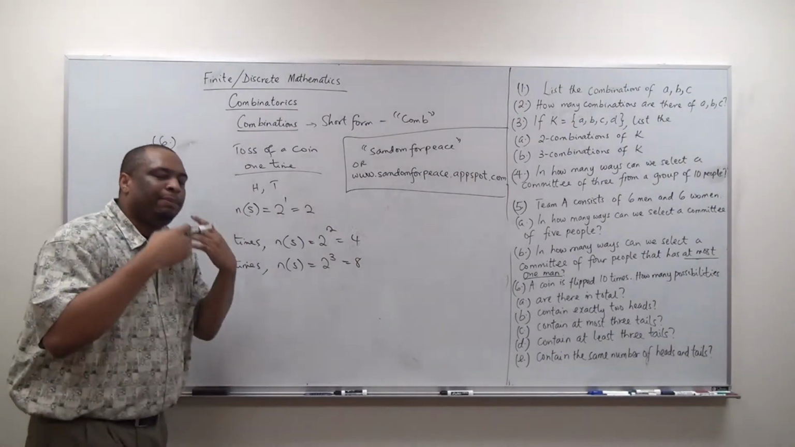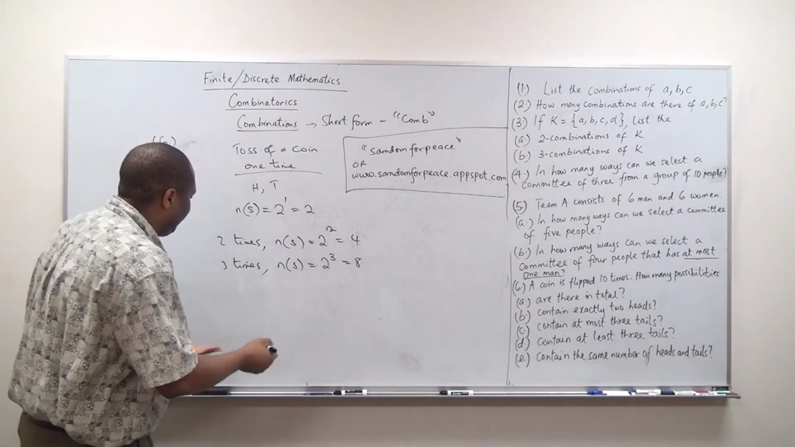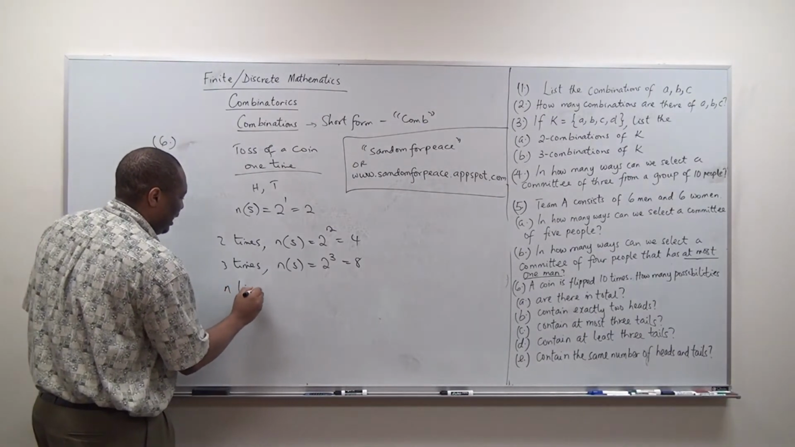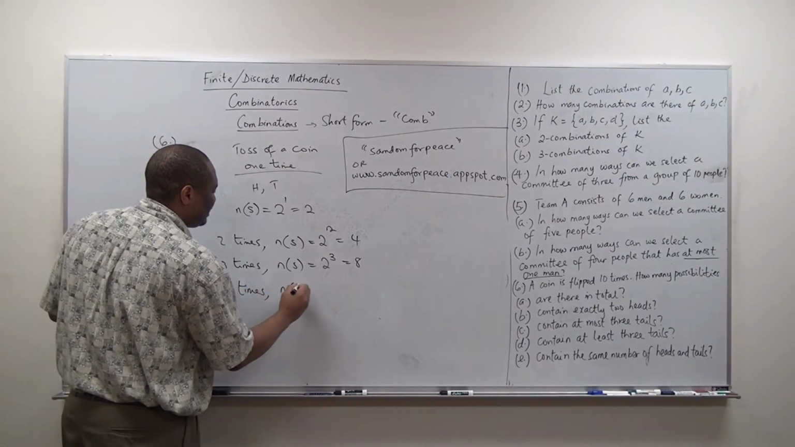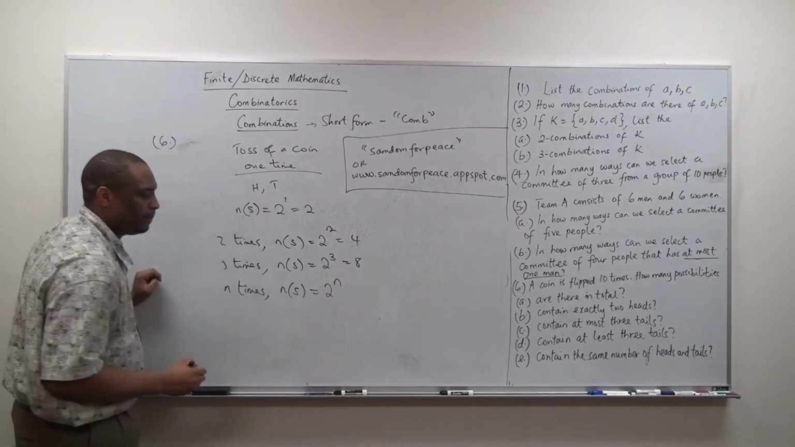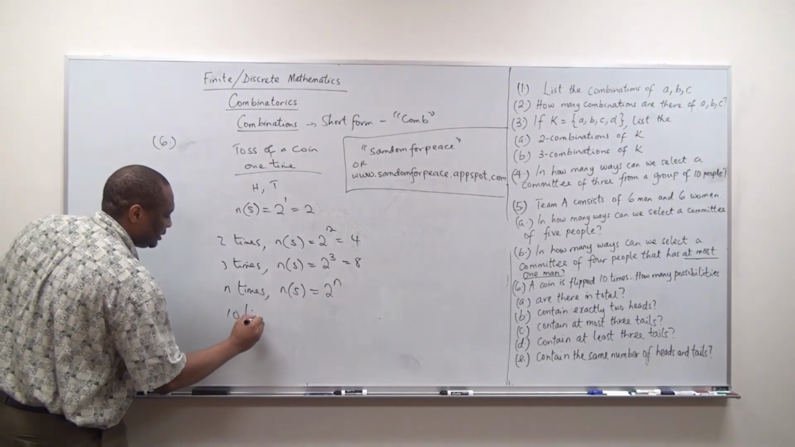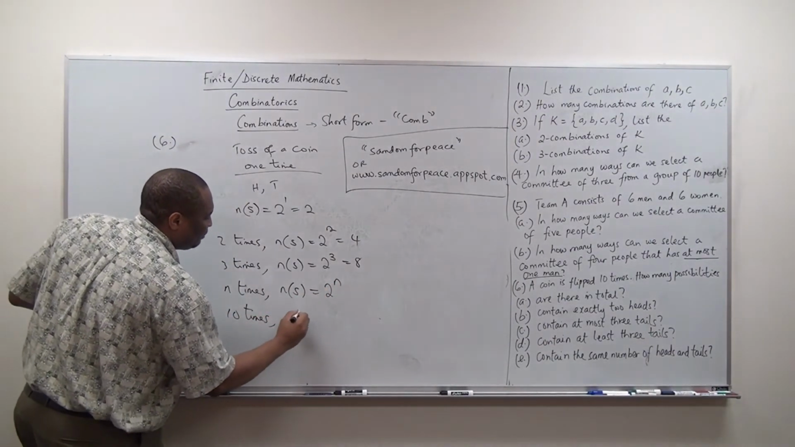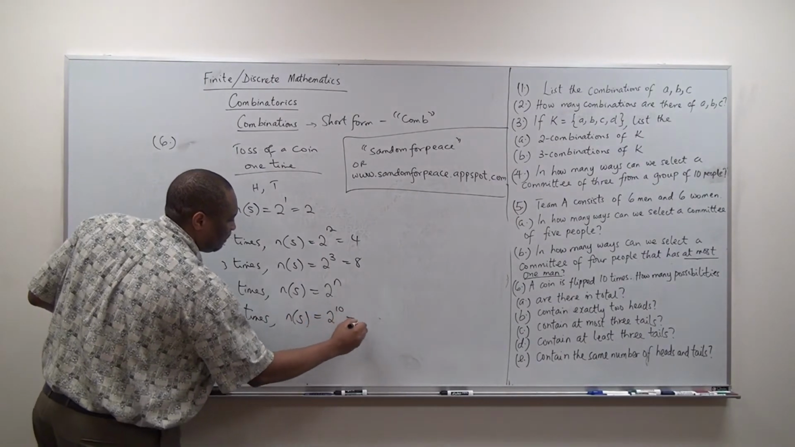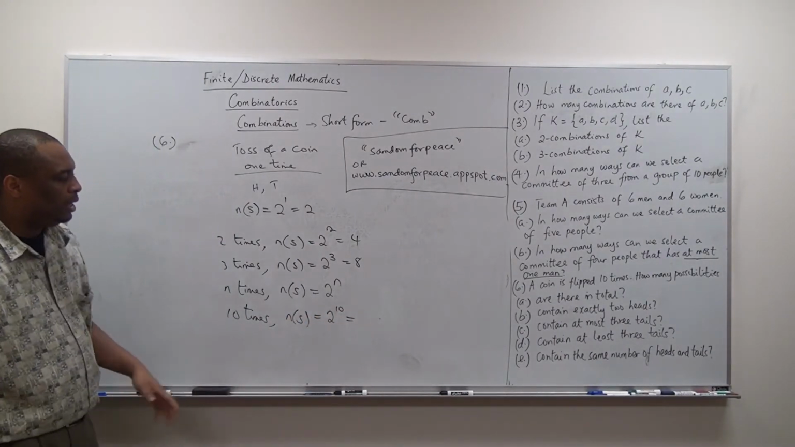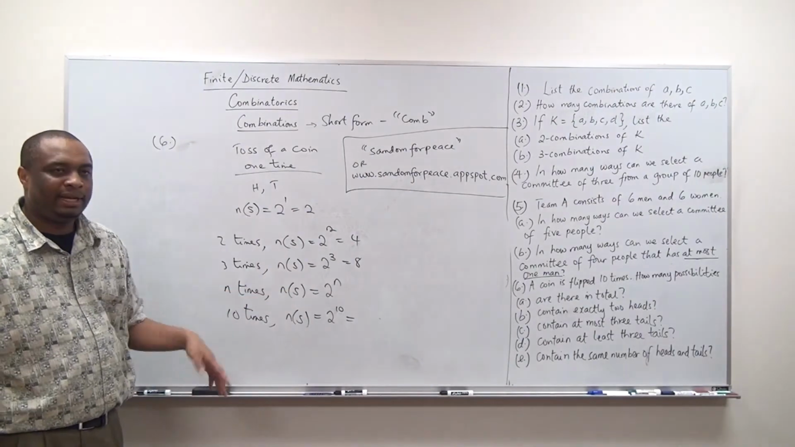So when you flip a coin n times, the cardinality of the sample space will be 2 raised to power n. So when you flip it 10 times, the cardinality of the sample space will be 2 raised to power 10. And what is 2 raised to power 10? You can find out.